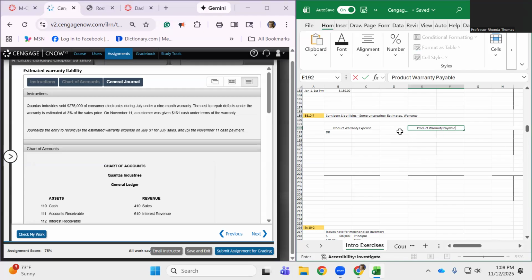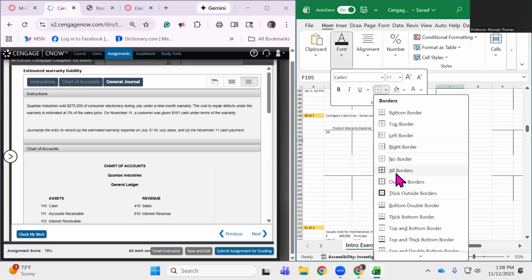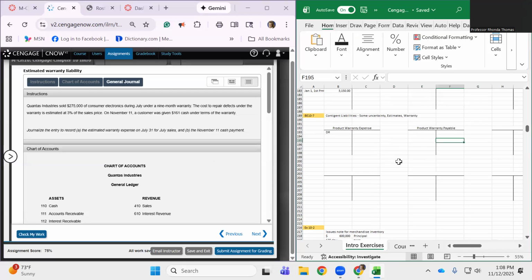So, Monty, we're working on chapter 10, and chapter 10 crosses over into liabilities. We did 4 chapters, 6, 7, 8, 9. Those were all assets. Now we're crossing over into liabilities for a little more in-depth information on those. So it says Qantas Industries sold $275,000 of consumer electronics during July under a 9-month warranty. The cost to repair defects under the warranty is estimated at 3% of the sales price.